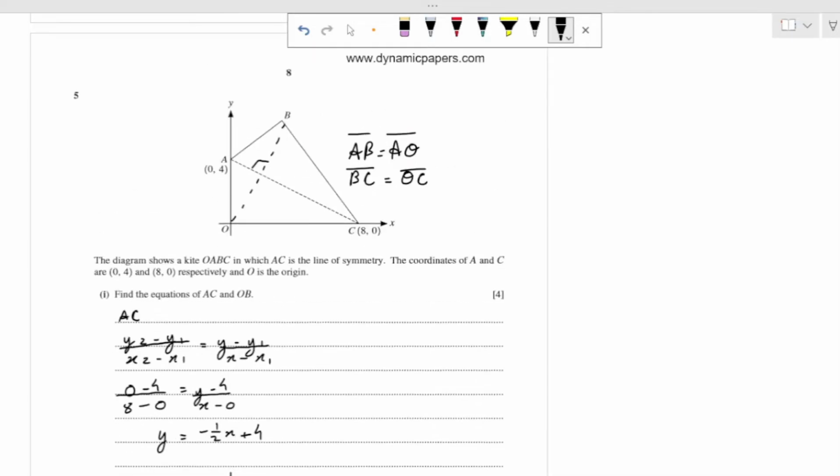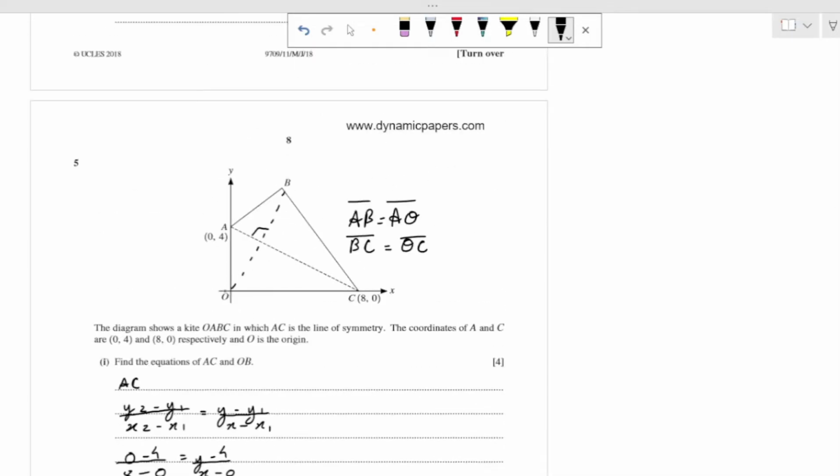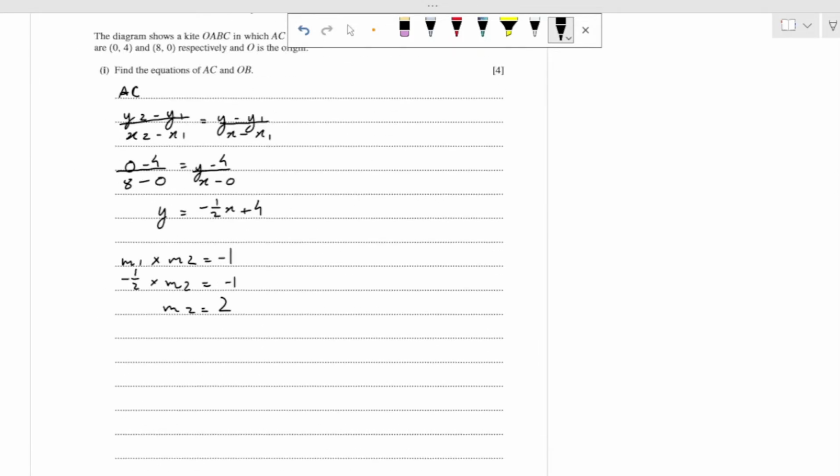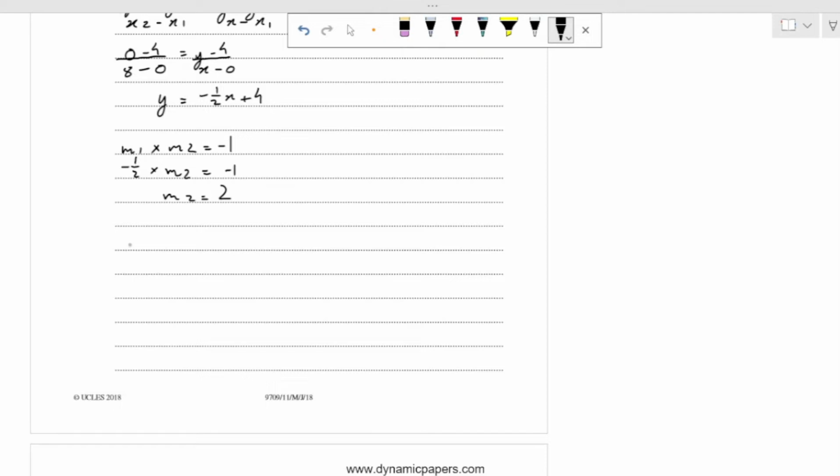And that is more than enough because we have the gradient and we have the point, (0, 0). We can put this into the line equation, which is y minus y1 is equal to m(x minus x1). Substituting the values, y minus 0 is equal to 2(x minus 0). If you simplify it, we get y is equal to 2x. This is your line OB.